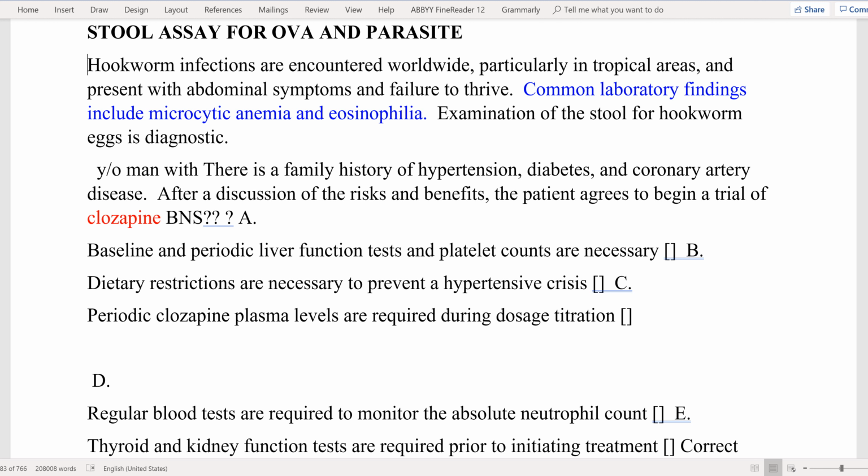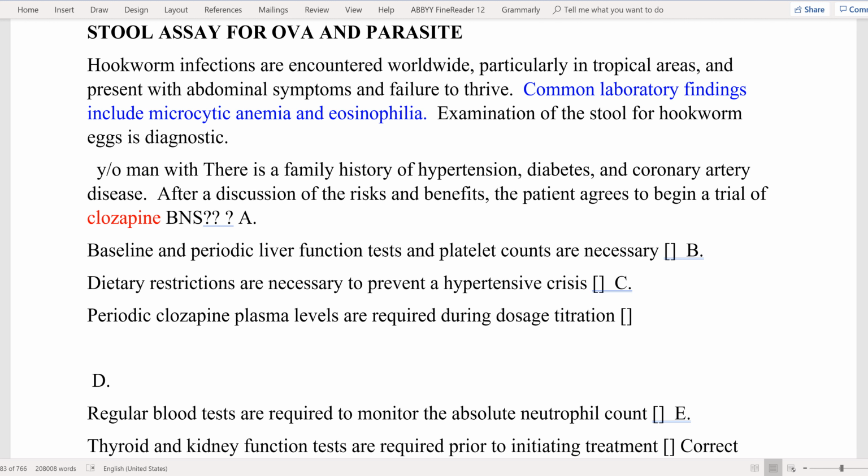I mean, you do it, but you don't do it that often. Yeah, exactly, not that often. How about B? Dietary restriction also prevents hypertensive crisis, maybe with SSRIs, like monoamine oxidase inhibitors. And they don't prescribe it. This one is a very dangerous medication.